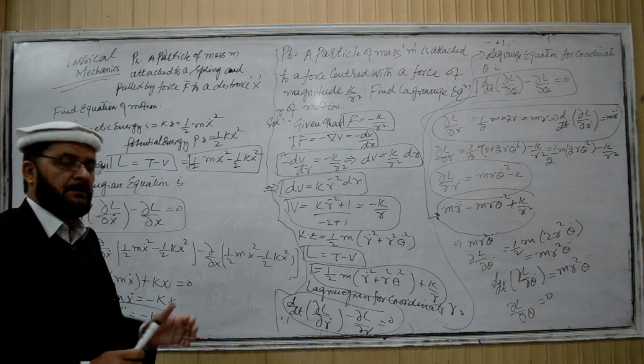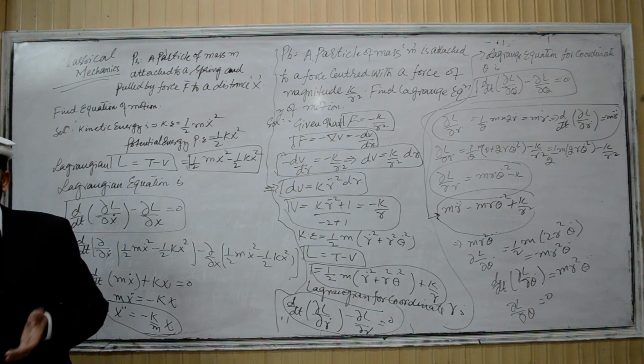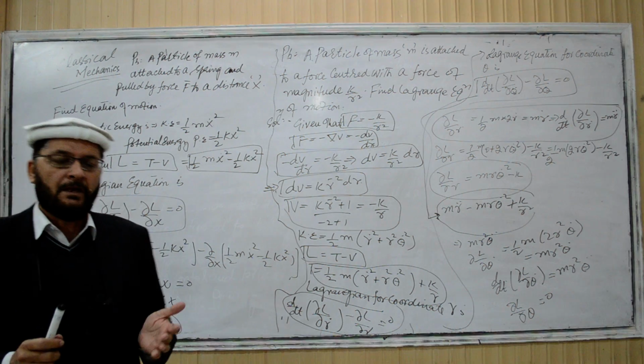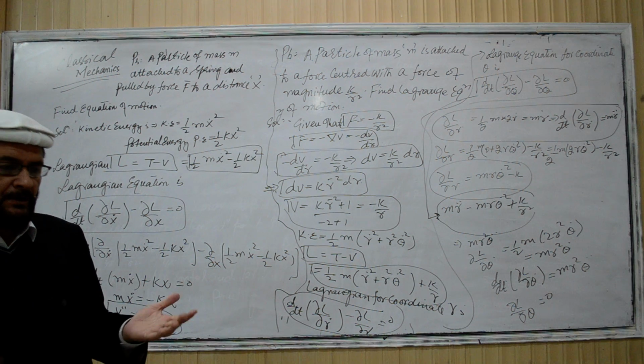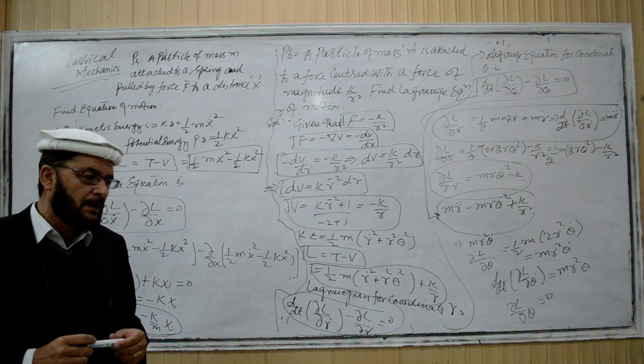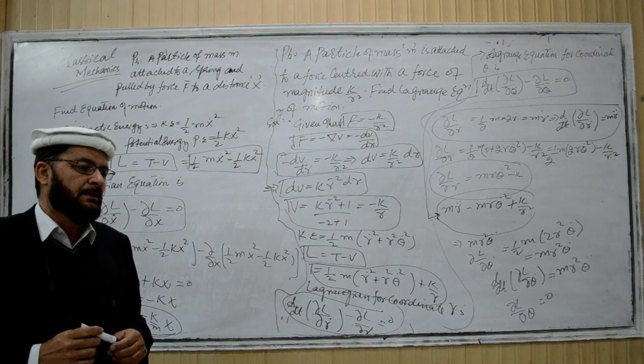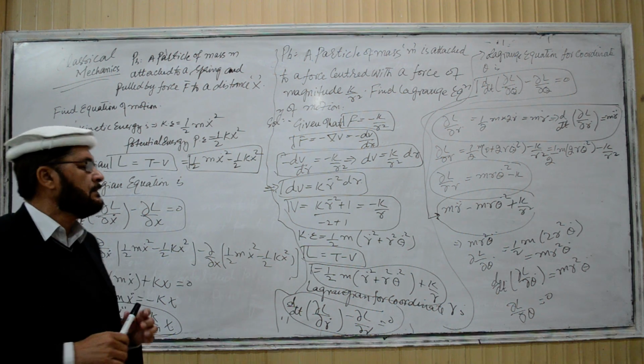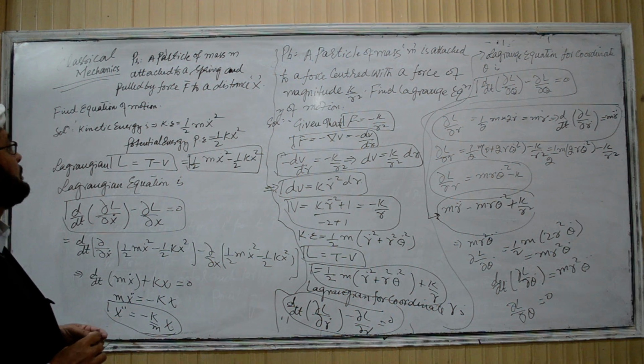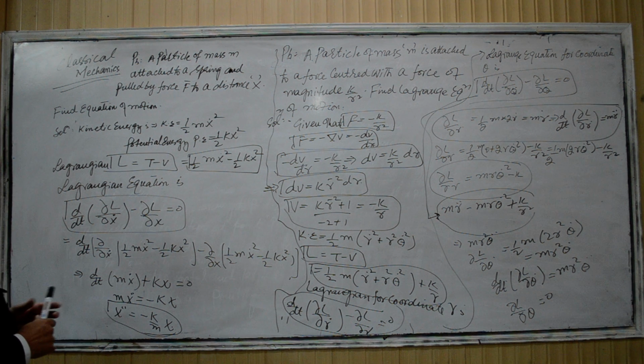की। लेग्रेंज इक्वेशन जो है फॉर नॉन कंजर्वेटिव एंड फॉर कंजर्वेटिव सिस्टम वी हैव ऑलरेडी डन इट। Now we are going to apply the Lagrangian equation on some of its problems. First problem: a particle of mass m attached to a spring and pulled by a force F to a distance x, find the equation of motion.